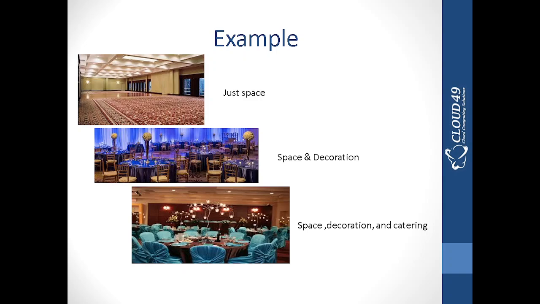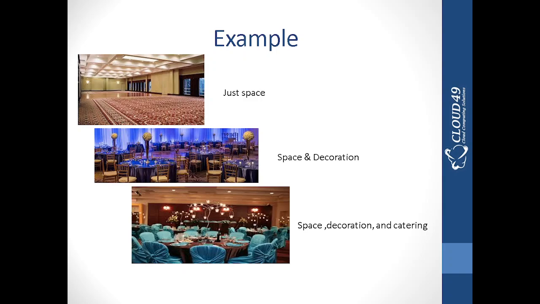Here you can understand this in a simple method. If you go to book a banquet hall for your brother's marriage, you will get three options. If you want just space, the costing will be low. You can tell the owner of the banquet hall that you only need space, and the decoration and catering part you will manage at your end.